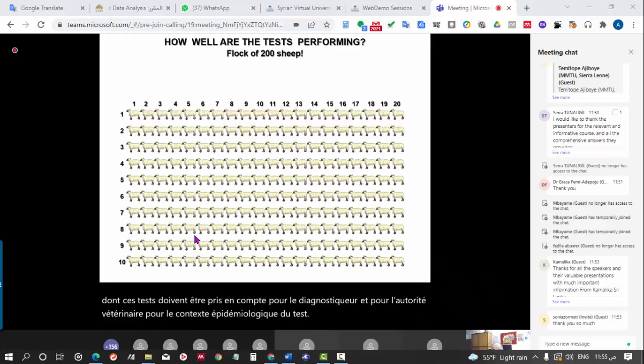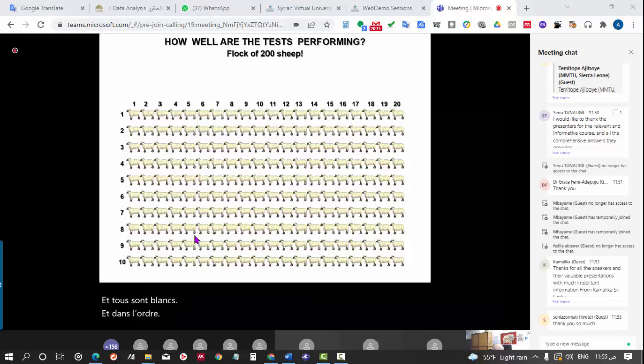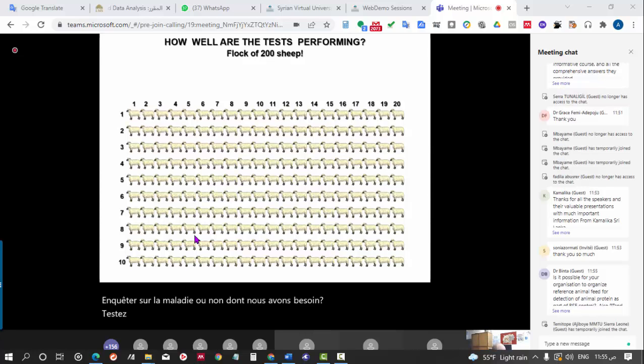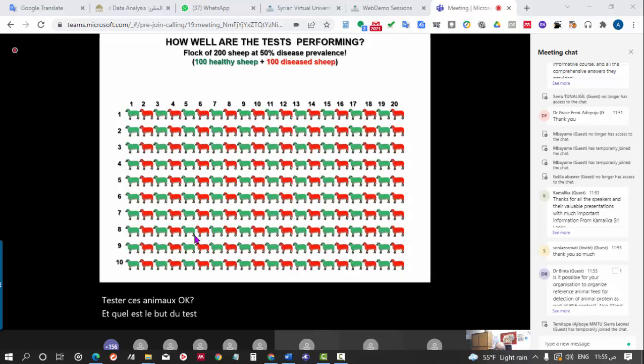We are talking about the test, but we never mentioned the animal. So what we see here is our flock of 200 sheep, and all of them are white. In order to investigate whether there is a disease or not, we need to test these animals, okay? And what is the purpose of the test? The purpose of the test is to show us what the status of these animals is.